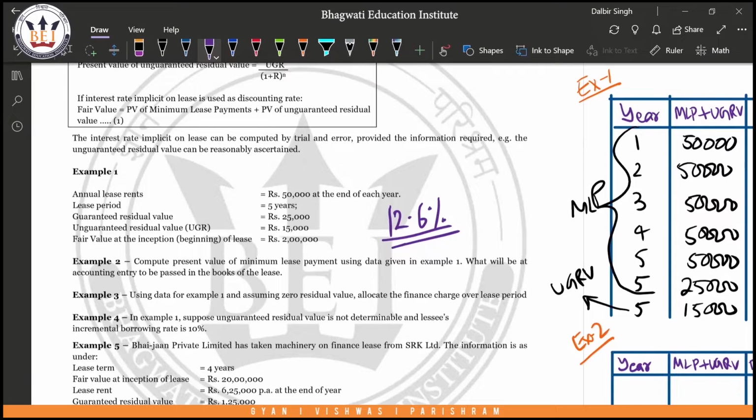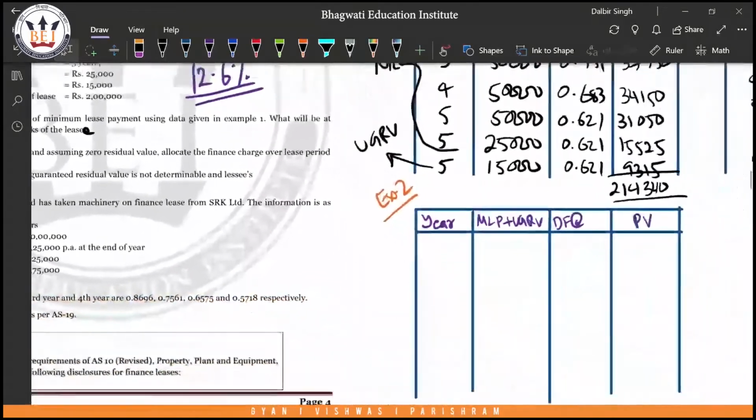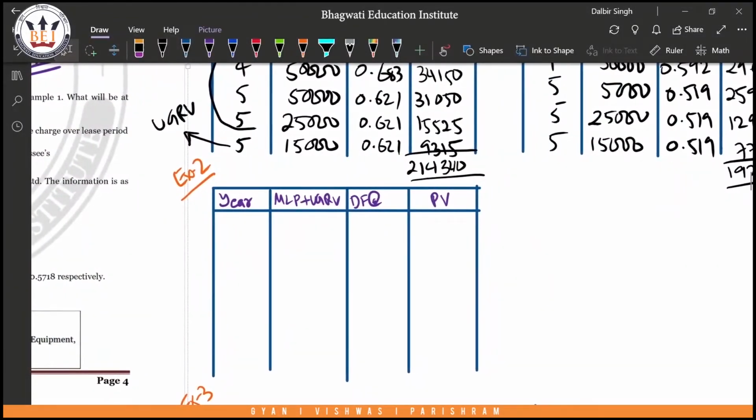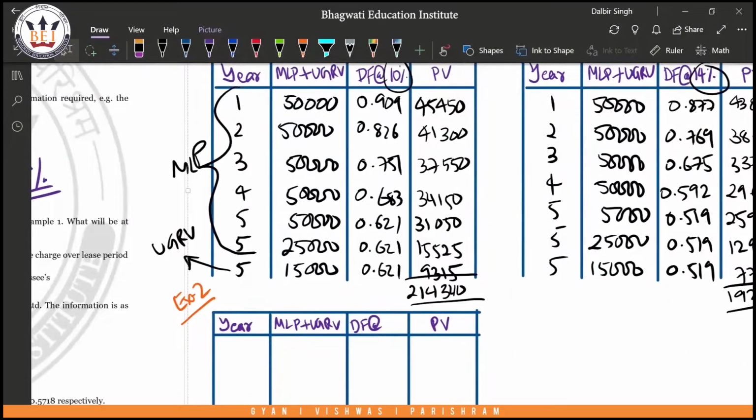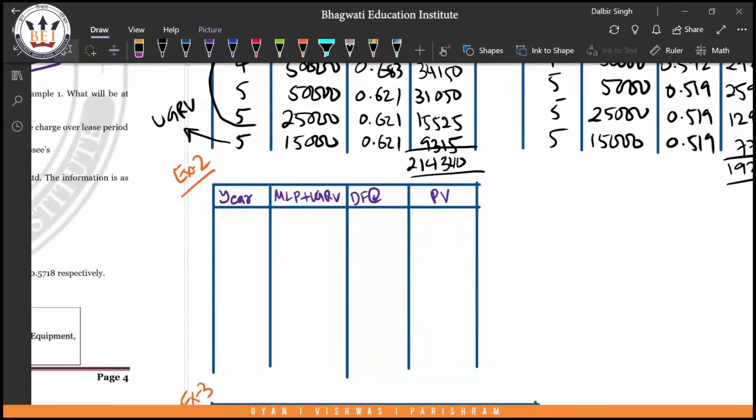Fine. Example 2. It says compute the present value of minimum lease payment using the data of example 1. What will be the accounting entry to be passed in the books of the lessee, not lessor, in the books of the lessee? Now we have to find the same thing. Here we are talking about the books of the lessee. When we did the IRR, we used MLP and unguaranteed residual value. This was from the lessor's perspective. Now we have to find at what value we recognize this lease in the books of the lessee.